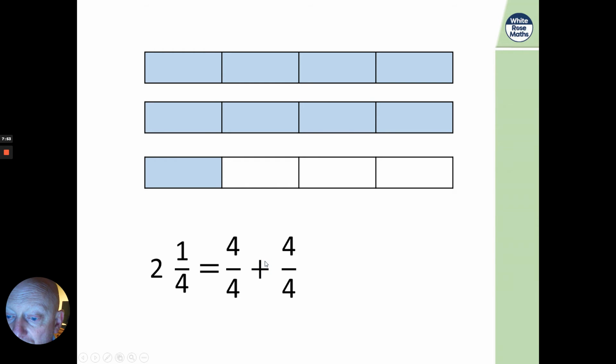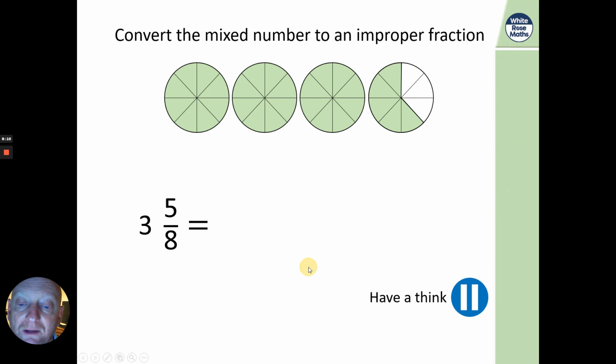Quarters, add 4 quarters, add 1/4 equals 9 quarters. They did that quite a long way round, didn't they? We did it just by counting them all. We could have done it like that. But that seems quite a long-winded way of doing it.